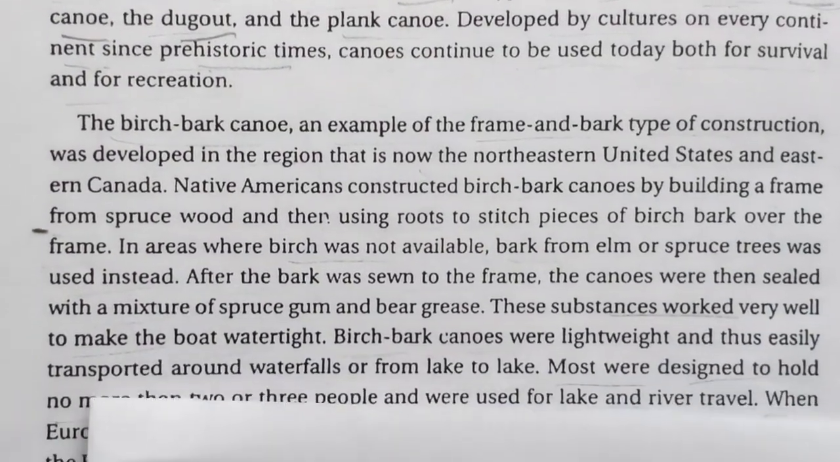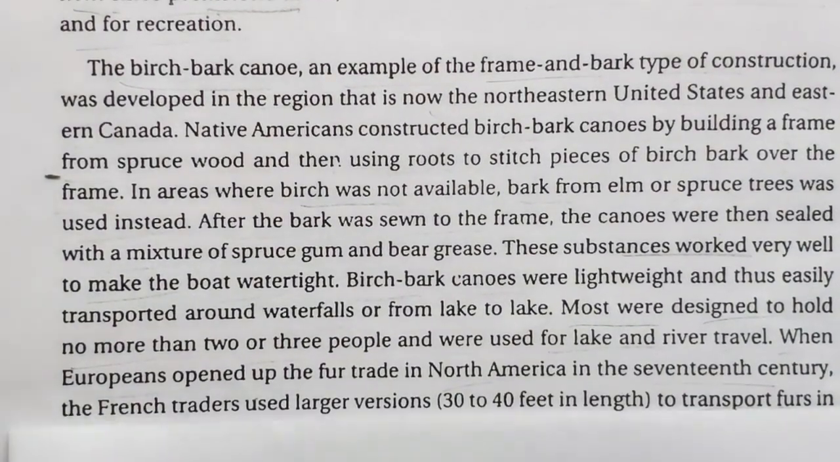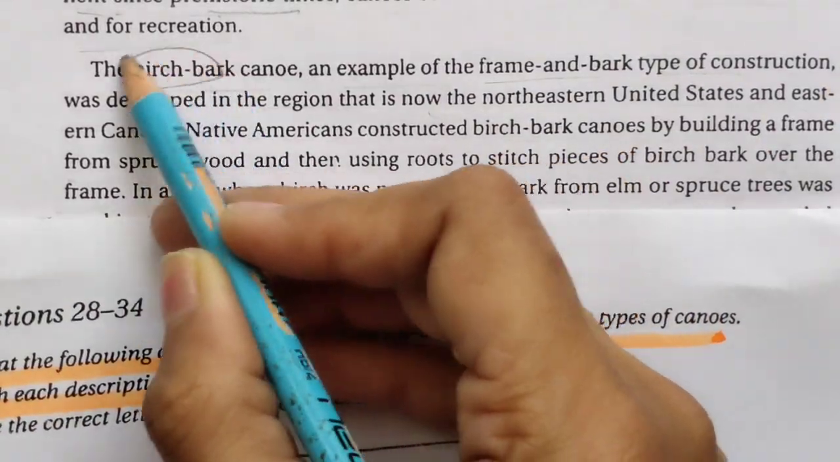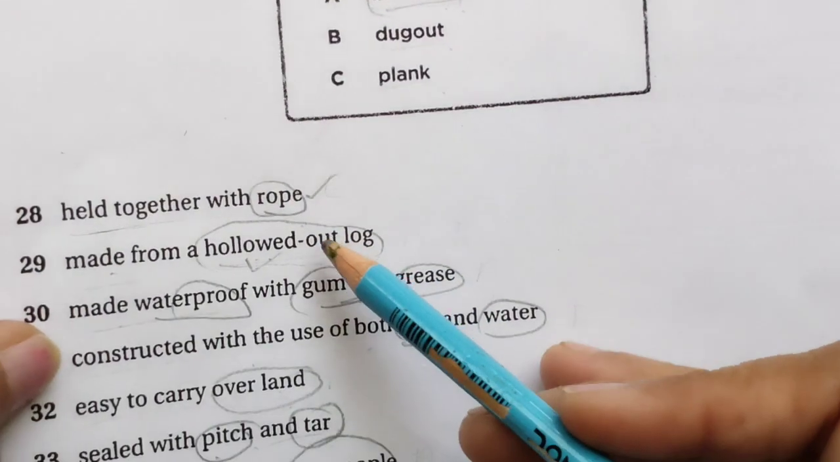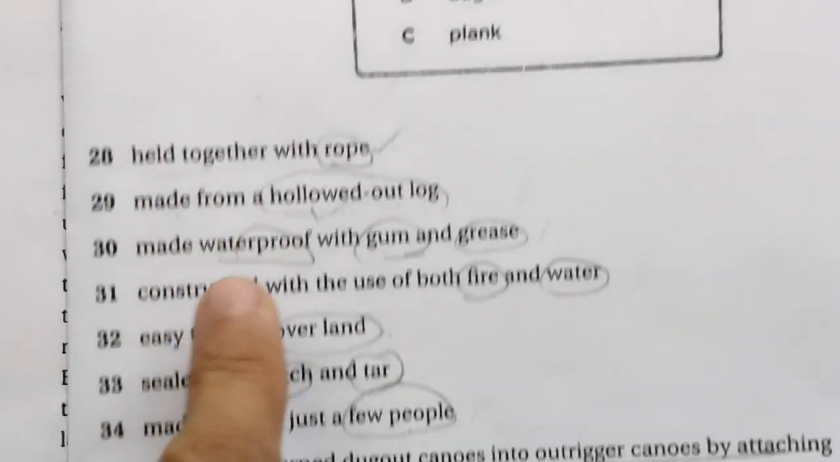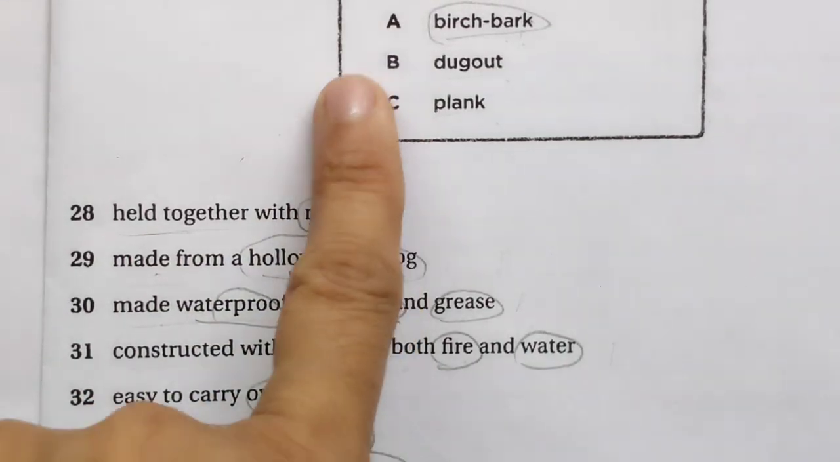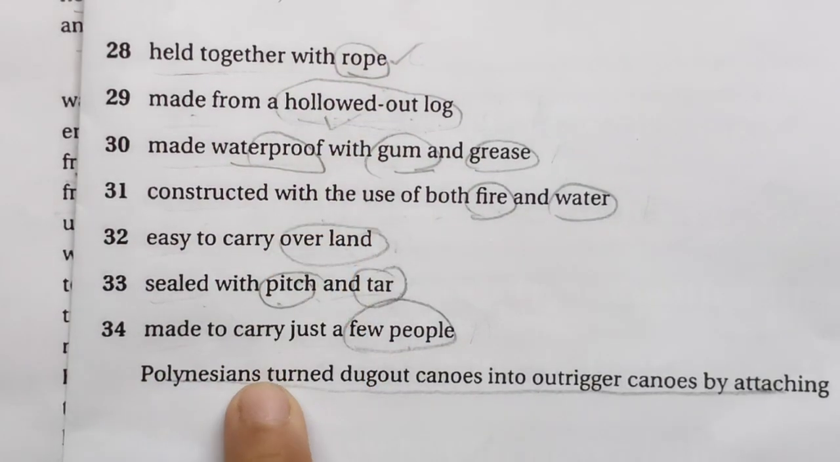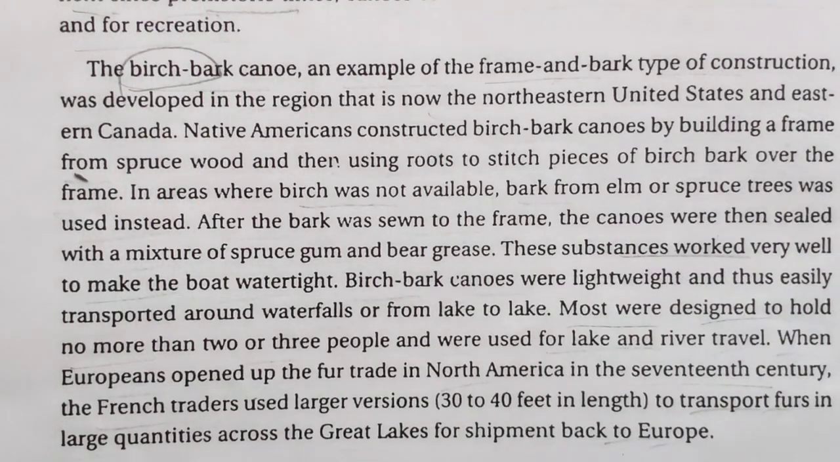Now in the second paragraph, I can see the first word that I was looking for, birch bark. Okay, so where you will find these words? Definitely we will select the options, and here 3 options are there. It means these option letters can repeat. Okay, so let's read it.